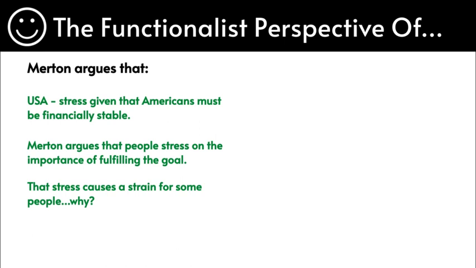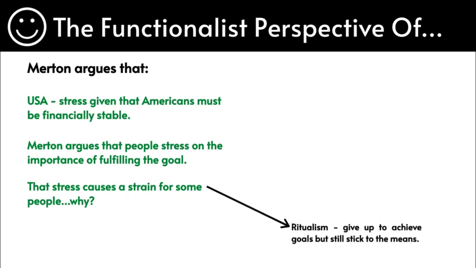So, Merton argues that it's all because of this American Dream that puts this pressure on us and causes us to have this strain, this tension between the goals and the means. The means is the way we achieve the goals. But if we have the goal of being financially stable and we cannot achieve it, we'll end up in crime so that we can make more money through criminal activities and fulfill the goal. So, there are various different categories he categorizes this in.